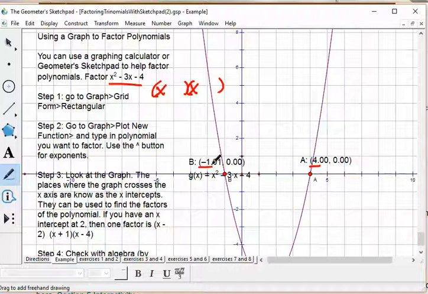So instead of x minus 1, we write x plus 1. And instead of x plus 4, we write x minus 4. And you can check this with FOIL. We can check by multiplying it back.